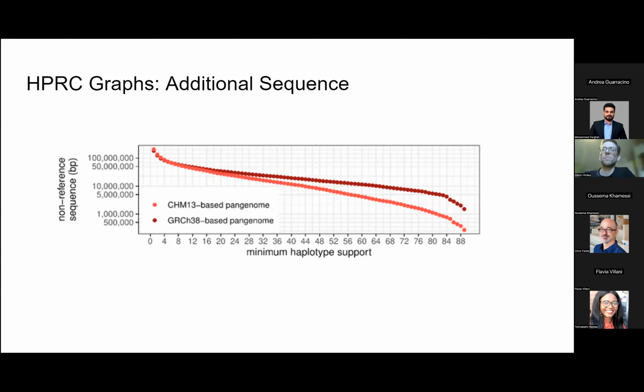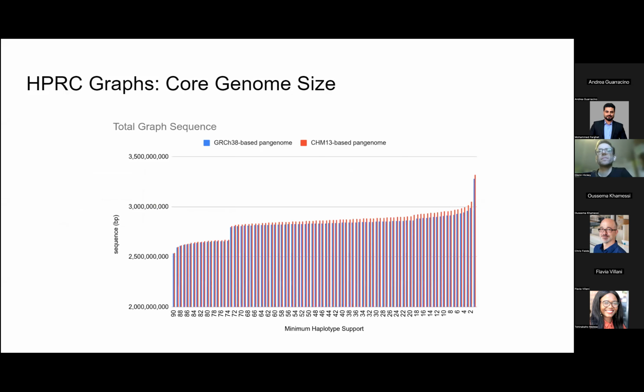Some of the sequence contains genes. All of this sequence is euchromatic. We're not even dealing with the centromeres. If you add those in, you get gigabases of new sequence. Next slide.